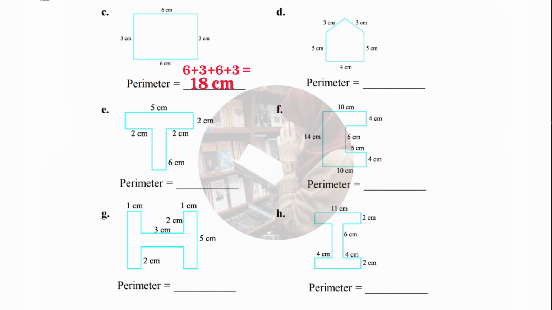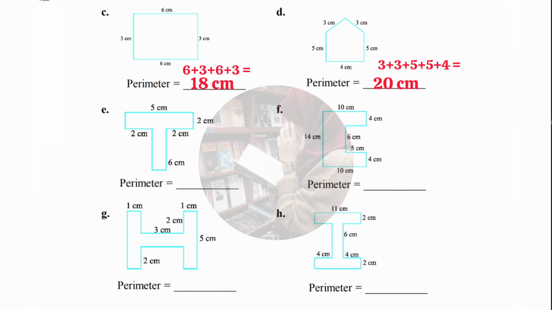Okay, so the next, fourth question is of a pentagon. So 5 sides are given. We need to find the perimeter of this. So write down 3 centimeters plus 3 centimeters plus 5 centimeters plus 5 centimeters plus 4 centimeters equal to 20 centimeters. Understood? Up to here it is easy.